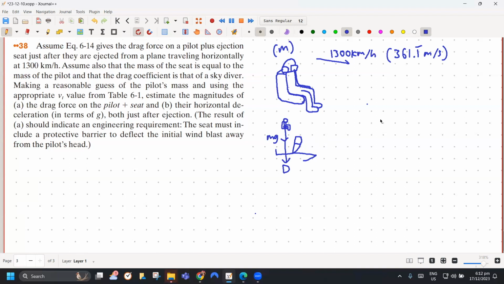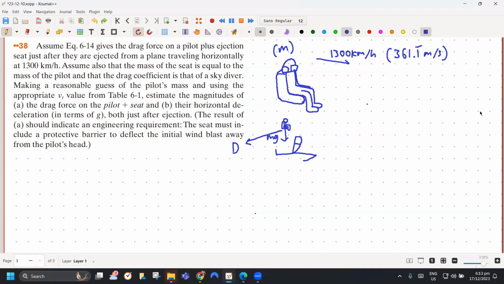Wait, that's not the only direction of the drag. It is moving forward too, since the pilot is ejected upward while moving forward at the same speed. At the start, the vertical component of the drag force is 0, or we can assume that, because the drag's upward component grows as the downward speed grows. So at the start, the drag is only horizontal.